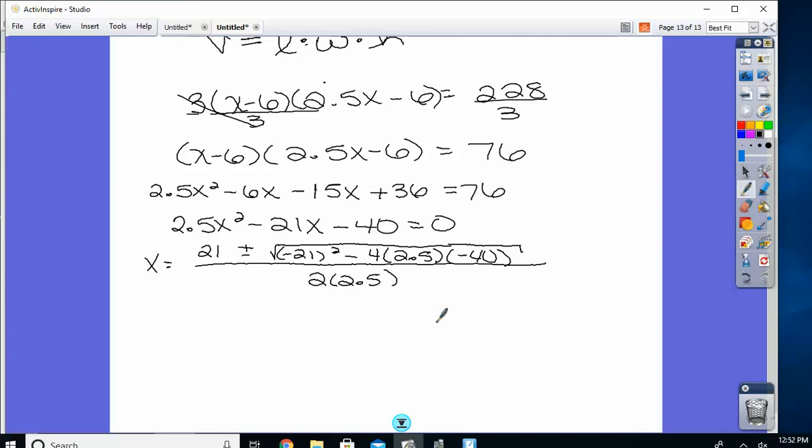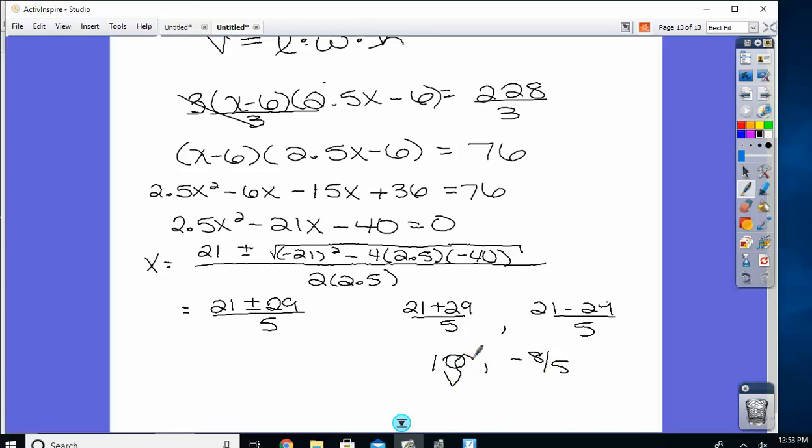So if I work out that radical piece, I get 29. So this is really two answers, 21 plus 29 divided by 5, 21 minus 29 divided by 5. So 21 plus 29 would be 50, divided by 5 is 10, and this would be a negative 8/5.